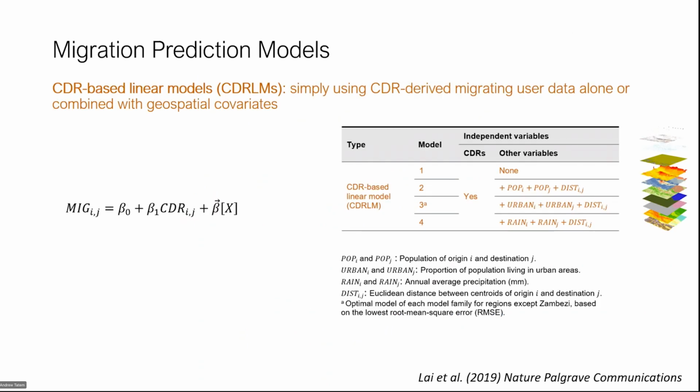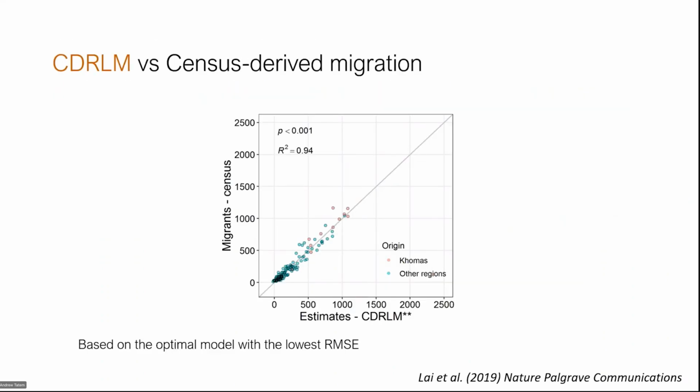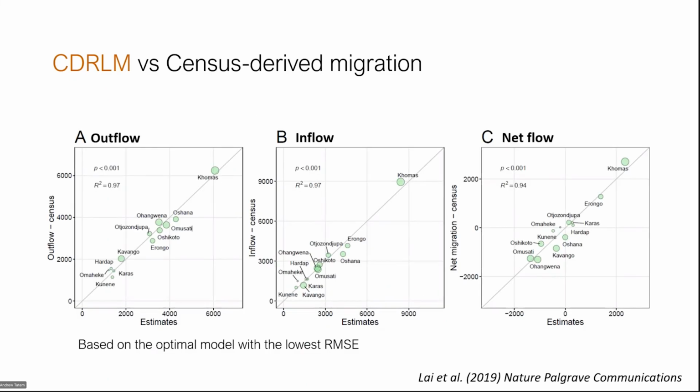So here we tested a set of different models, some of which were just using the mobile phone data as a linear model, linear scaling to match the migration, but others used different sets of geospatial data sets, including proportion of population living in urban areas and the origins and destinations, distances between locations and travel times between locations. And when we start to bring in these geospatial data sets, we can do pretty well in terms of estimating those movements of people in this type of statistical model, both the outflows, inflows, and the net flows.